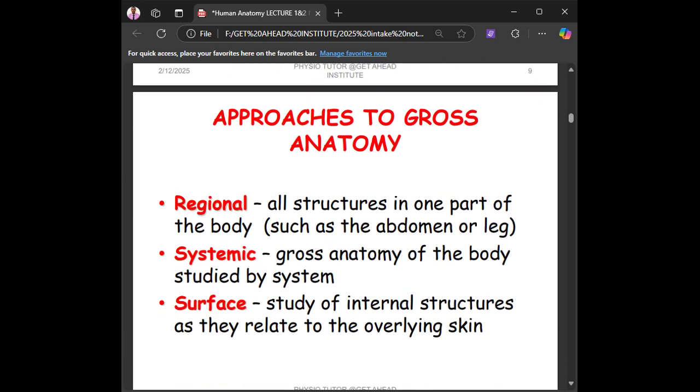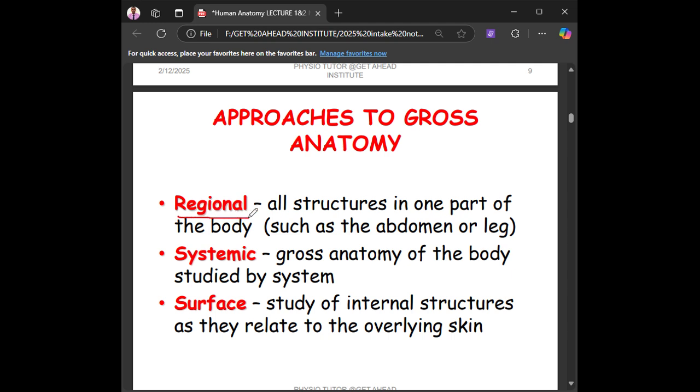Then for us to fully study anatomy in the gross division, you need to understand that there are different approaches that you can use to study anatomy in the gross manner. The first one we have is what we call regional anatomy.